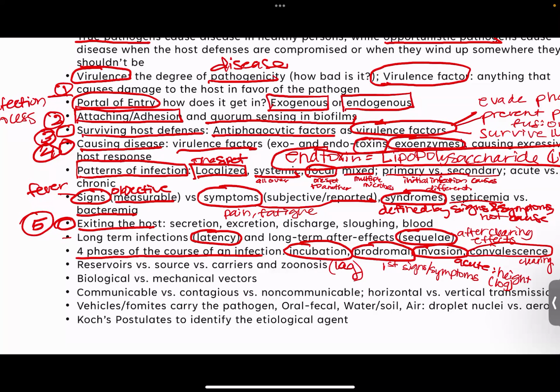The next part is talking about basically where diseases are coming from and how they're transmitted: reservoirs and sources and carriers. A reservoir is a place where the pathogen exists naturally. The source is where this outbreak came from.